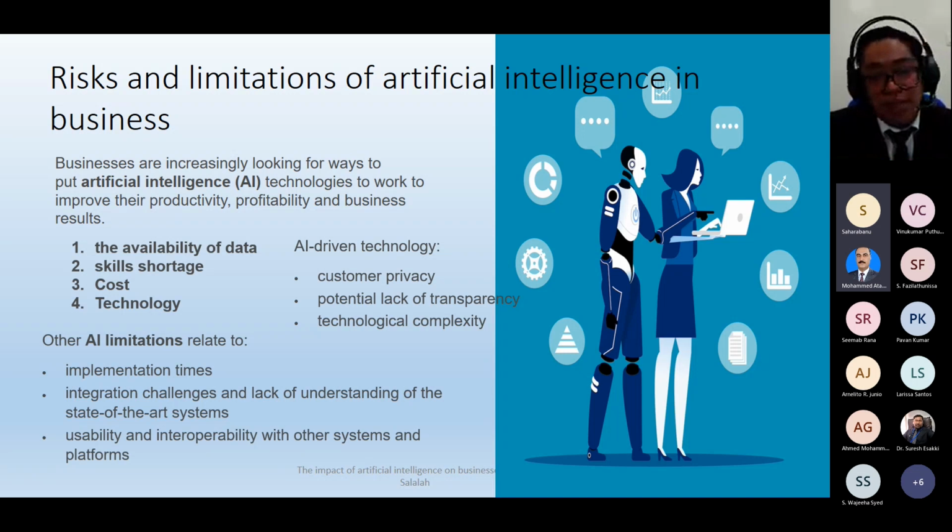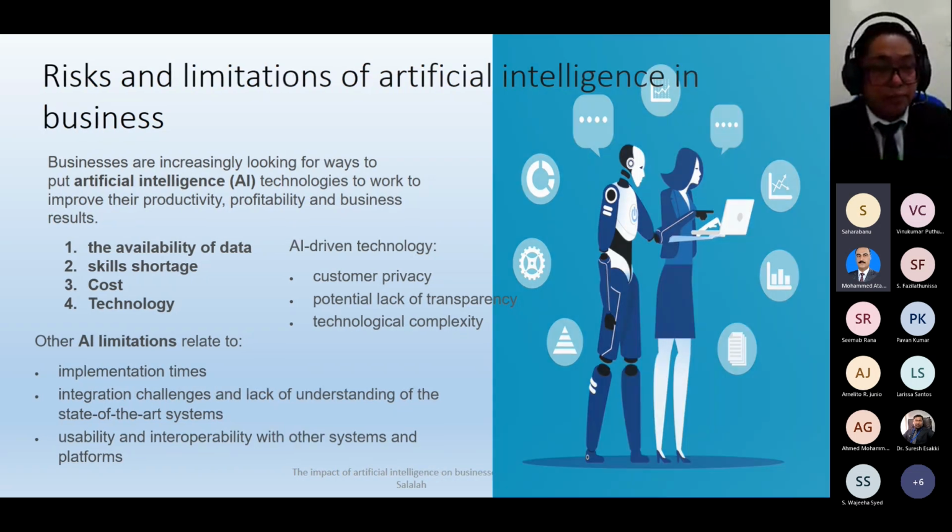So risk and limitation is a part of the business process when it comes to artificial intelligence. But if we put things in the proper place with proper planning, of course, seemingly our AI will work out fine.